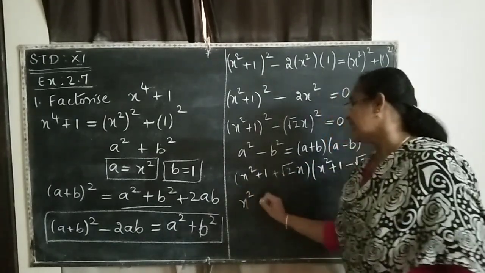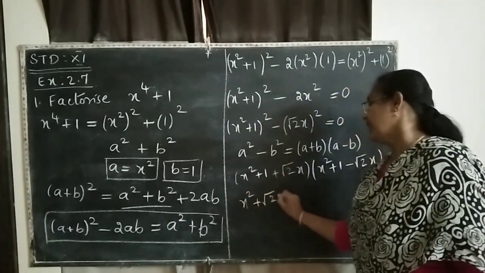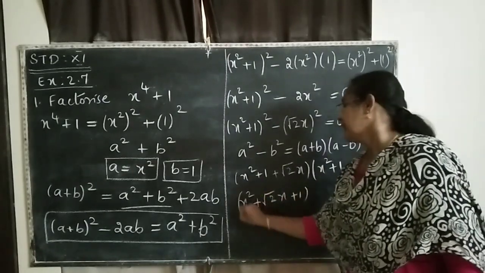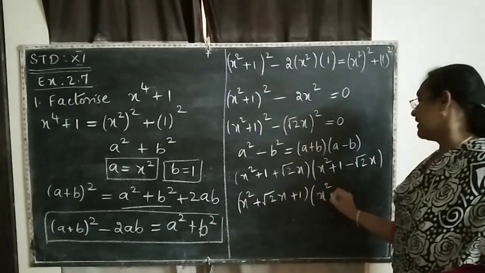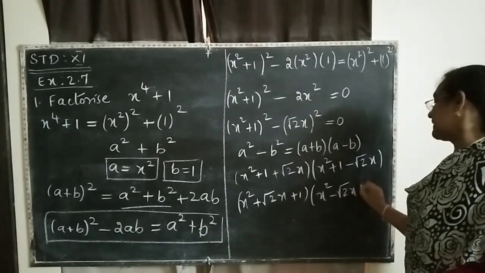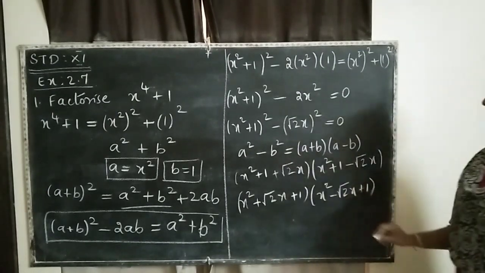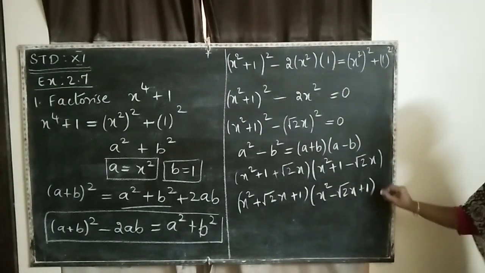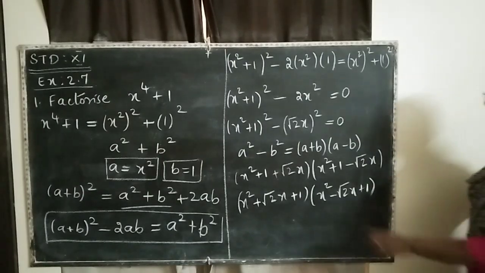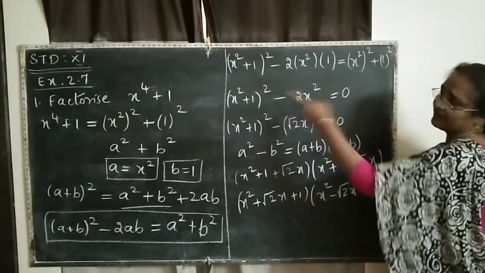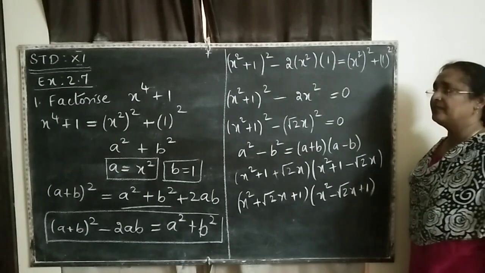எப்பவுமே x squared க்கு அடுத்த term என்ன வரணும்? root 2x plus 1 into x squared minus root 2x plus 1. Is it clear? Is equal to 0. Now these are the, what are they? They are the factors of the given expression. Is it clear for you students?